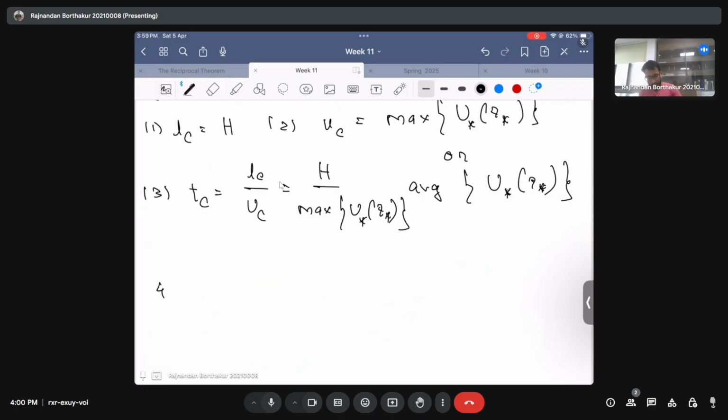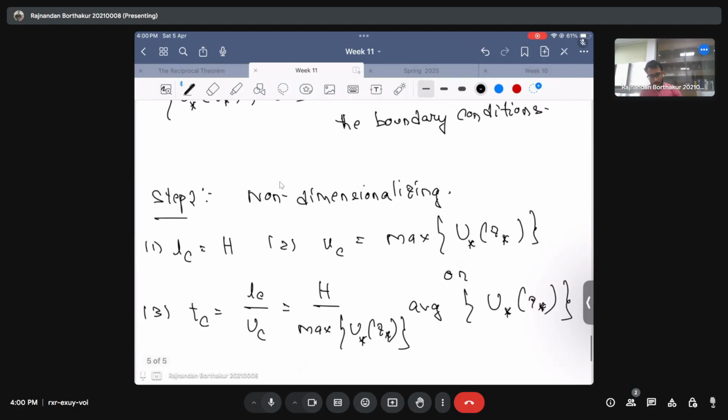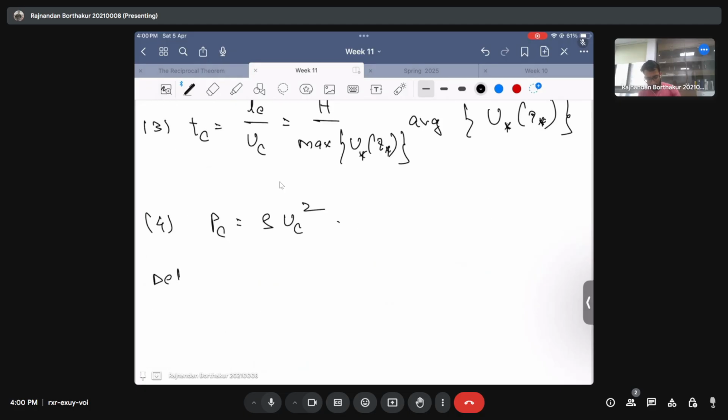And then my characteristic pressure Pc, we will call it rho uc square, which is the advection scale for pressure. Recall we have two scales for pressure, the viscous scale and the advection scale. The advection scale was rho uc square, the viscous scale was mu lc by uc. But here, since we don't have viscosity, the scale for pressure is nothing but the advection scale, so my Pc is rho uc square.